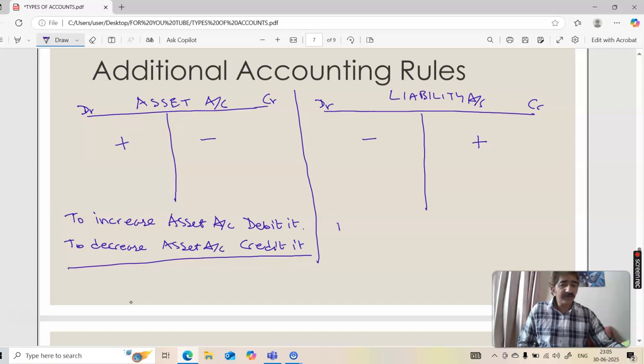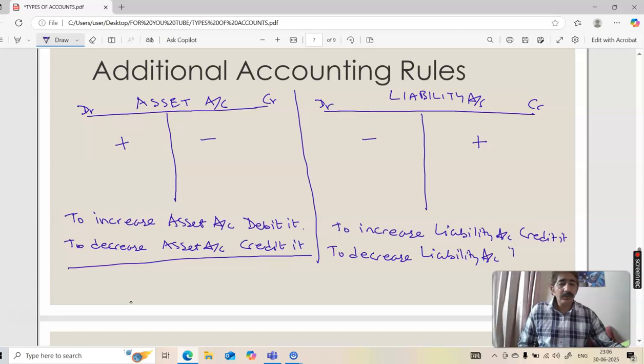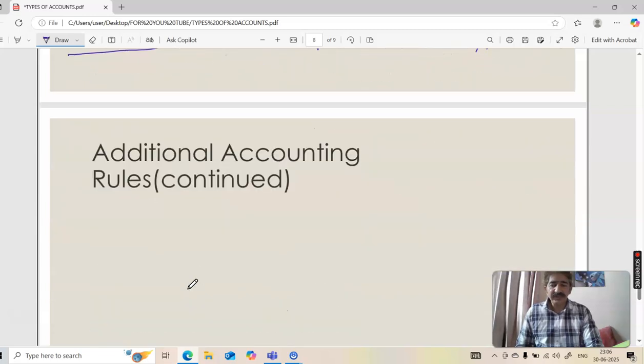How do we learn? First we learn for the increase. To increase liability account, credit it, and to decrease liability account, debit it. Okay, take a screenshot of this and learn. I'm proceeding with the next rule.